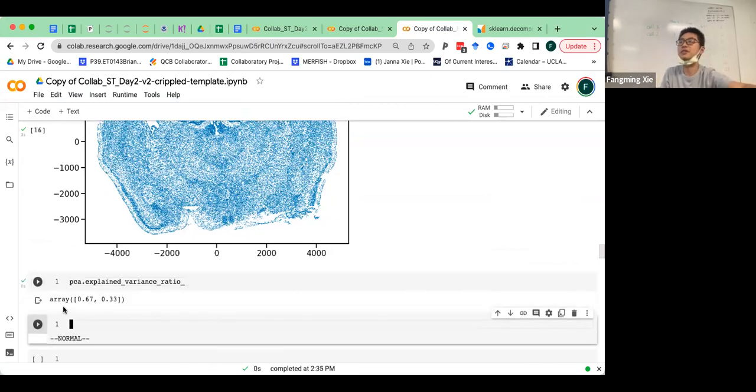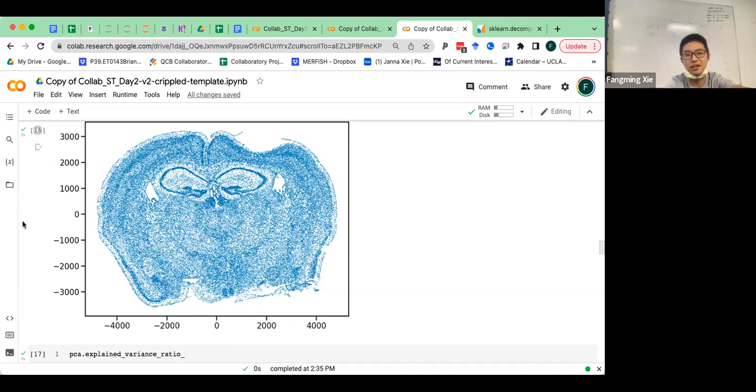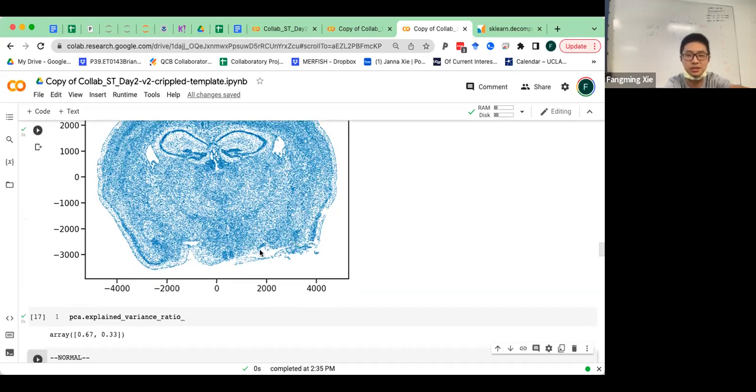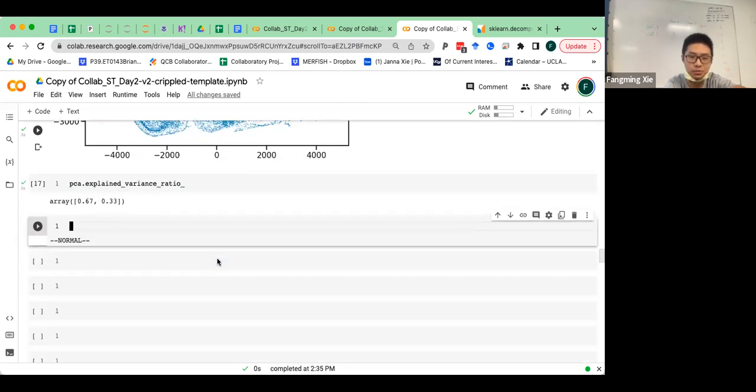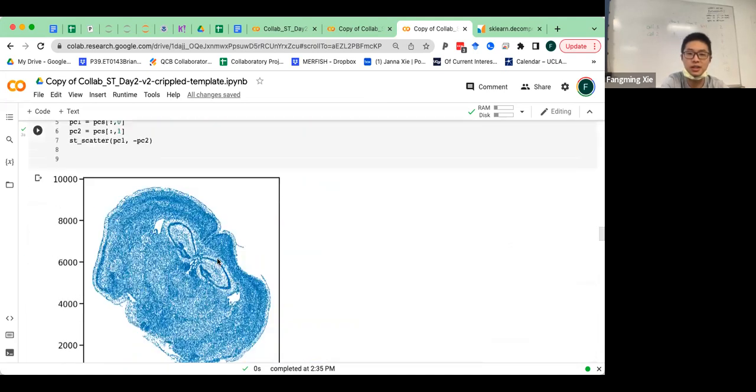It's just two numbers. The first number is 0.67, the second number is 0.33. What does it mean? It means the first principal component captures 67% of the variance in your data, and the second captures the remaining 33%. So now you know this left and right lateral axis captures 67%, and the top and bottom captures 33%. This will be extremely useful when you apply PCA to large high-dimensional data, say 500 genes. You want to know the relative importance of your first PC, second PC, and so on. Okay, so that's PCA.